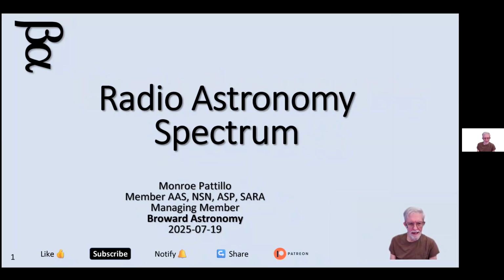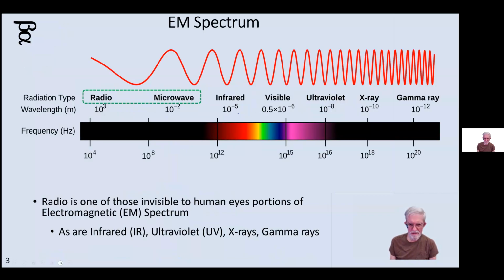Okay, hello again. Today we're going to talk about a particular aspect of the electromagnetic spectrum, and that's radio astronomy. It's kind of leading up to some of the radio astronomy stuff we're going to be doing in the next few months. So this is kind of a quick synopsis of the electromagnetic spectrum.